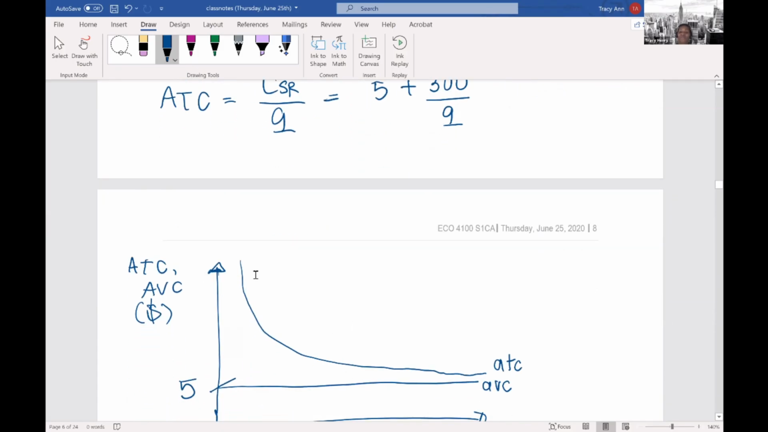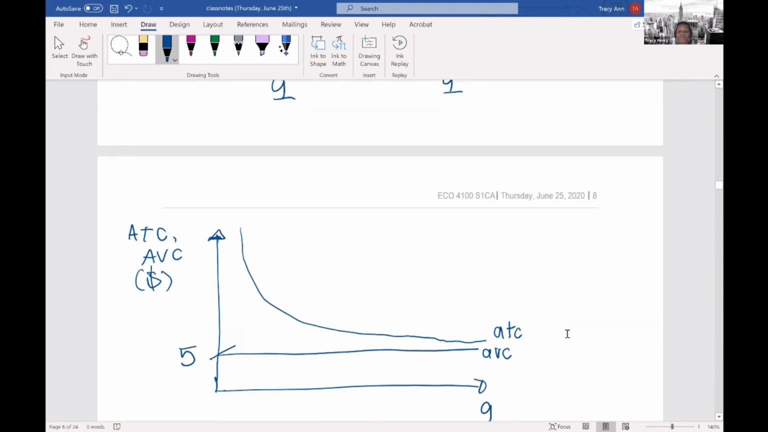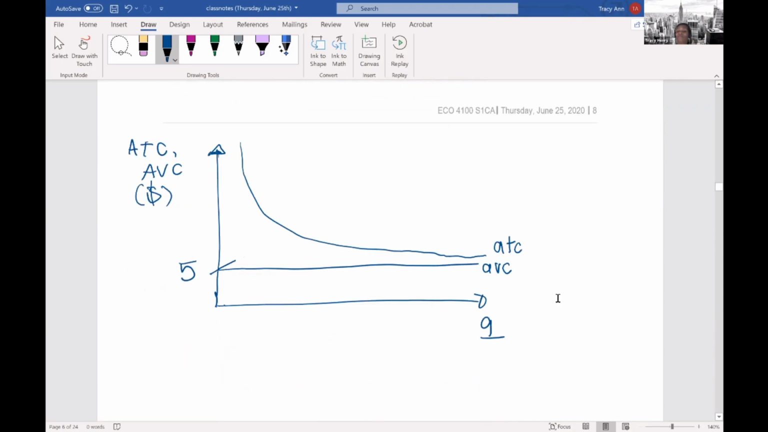So 11 is all the way up here. And then once my Q surpasses 300, now I'm using Q equal to 600, my average total cost is equal to 5.5, while my average variable cost is equal to just 5. So this is what it would look like if it was a linear cost function.